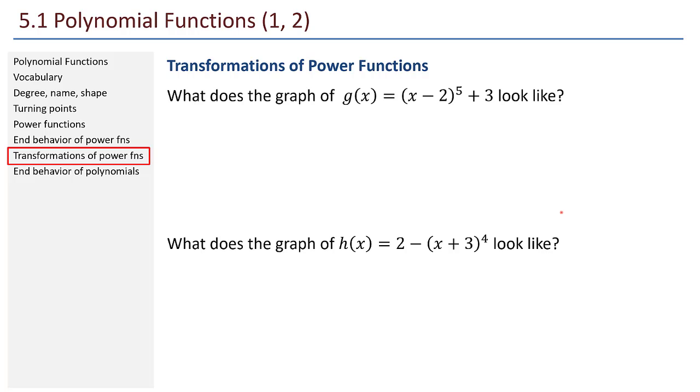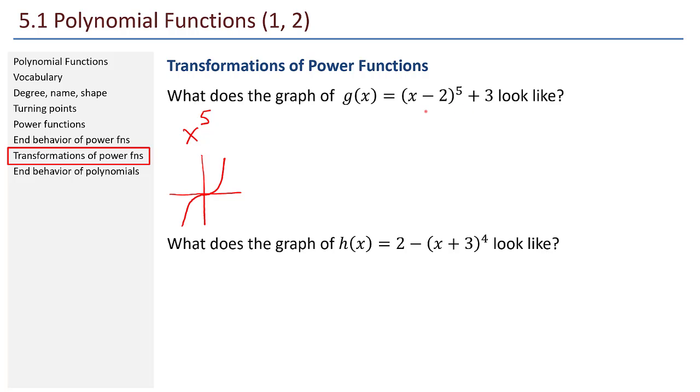Transformations of power functions. What does the graph of x minus 2 to the 5th plus 3 look like? We've seen something very similar to this with quadratic functions, but now I have a 5th degree function. Intuitively, it feels like we probably want to start with the function x to the 5. What does that look like? Very roughly, something like that.